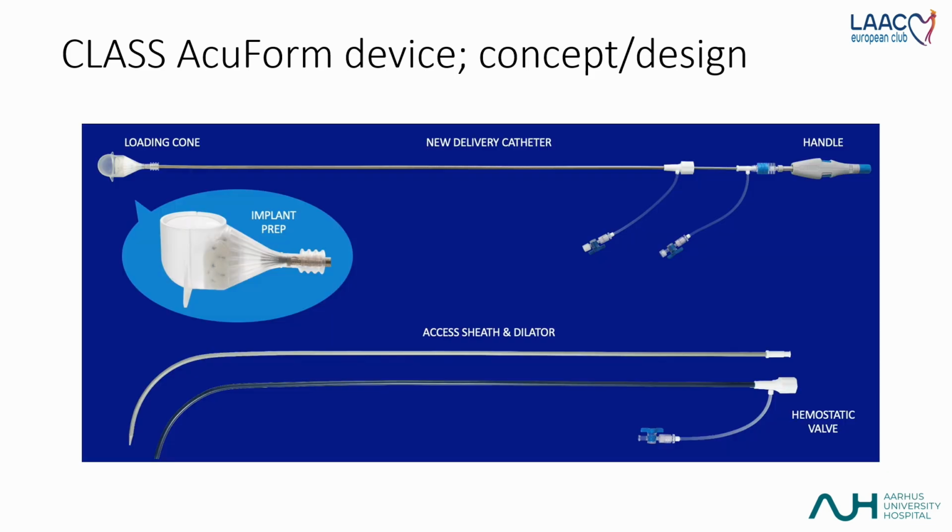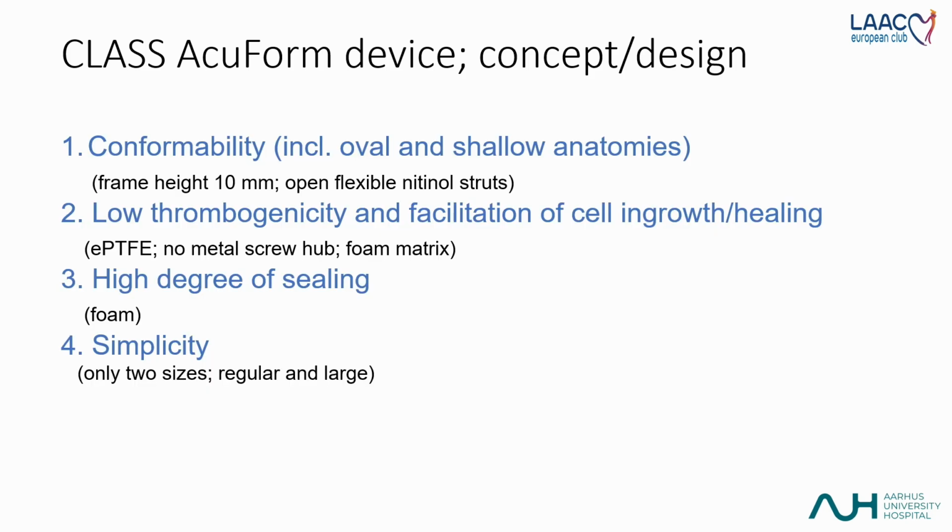So this shows how it comes before you load the device. You have to load it into a device catheter here. You cannot have it preloaded. It will damage this foam cup. So you have to load the foam cup into the device catheter, and then, like with the Watchman system, you have an access sheath or a delivery sheath, and then you can put your device delivery catheter inside the access sheath. So the whole idea with this device is to have high conformability, low thrombogenicity, a high degree of sealing, and also a simpler way of choosing the device, and not being so dependent upon imaging.